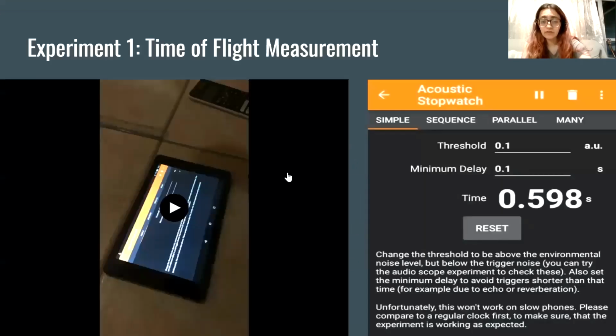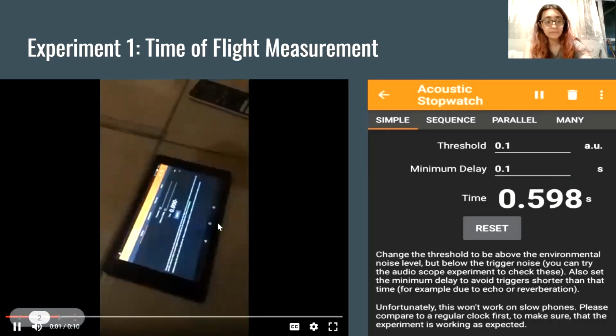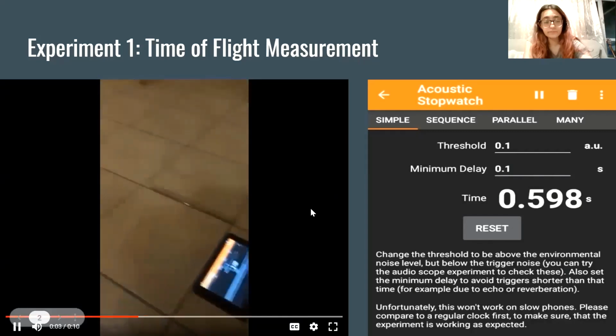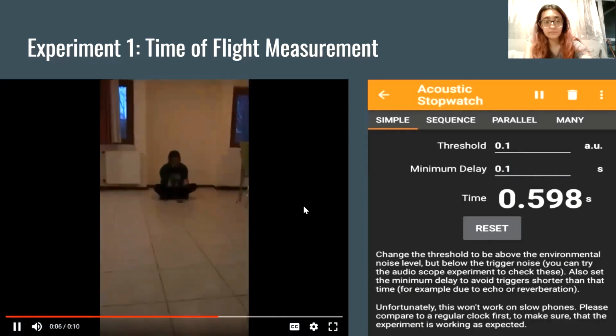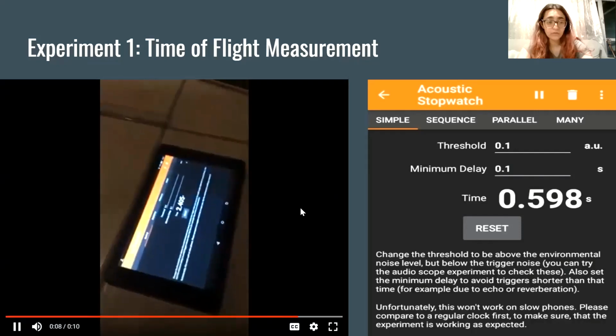The first is the time of flight measurement, and we made use of an app called Firefox, which uses a microphone to listen for sound and an acoustic stopwatch that is triggered by a loud sound. So basically what we did is we used 2 people standing across from each other who clapped alternatively to trigger and stop a stopwatch. I will show in this video how we carried this out. And this caused the stopwatch to stop.